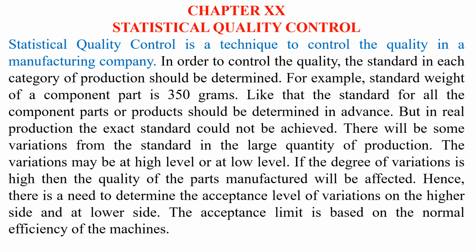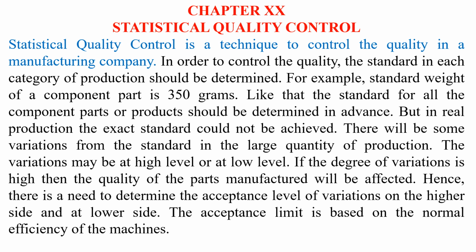Chapter 20. Statistical Quality Control. Statistical quality control is a technique to control the quality in a manufacturing company. In order to control the quality, the standard in each category of production should be determined. For example, standard weight of a component part is 350 grams. Like that, the standard for all the component parts or products should be determined in advance.